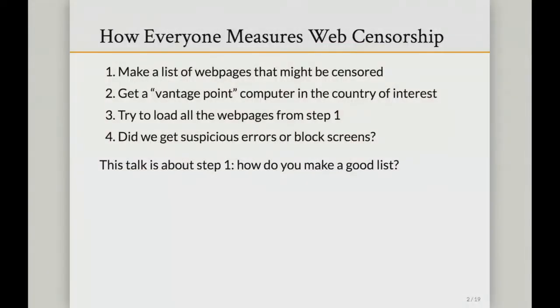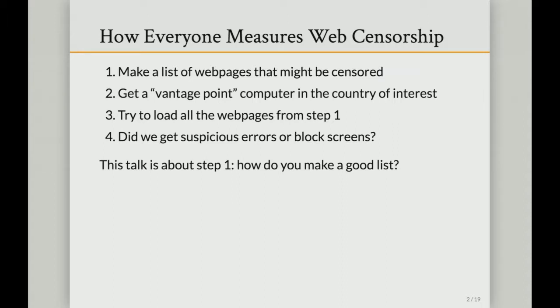So to begin with, I want to summarize how everyone measures web censorship right now. You make a big list of web pages that might be censored. You somehow get access to a vantage point computer in the country of interest. You try to access all those web pages. Maybe you just make a TCP connection. Maybe you download the whole thing. Details vary. And you look for suspicious errors or overt block screens or whatever.